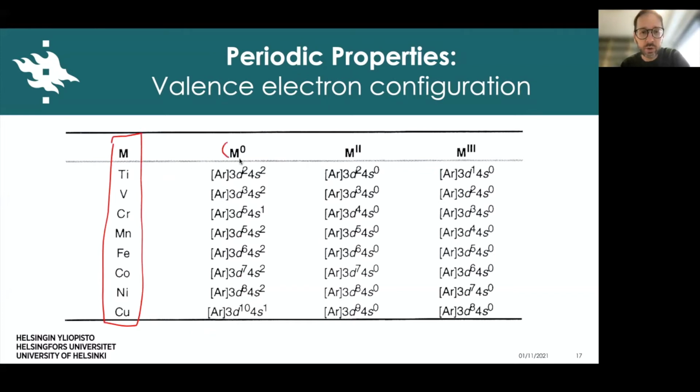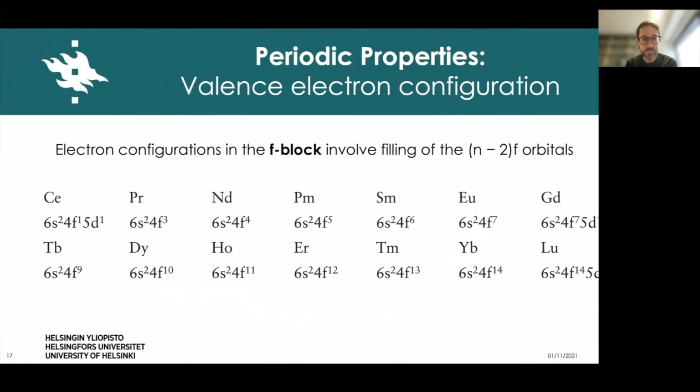Here are some examples of the valence electron configuration for several elements of the d block. Here for the element in the oxidation state 0, in the oxidation state 2, and in the oxidation state 3. We can see for the oxidation state 2, there is the loss of 2 electrons. That's why the electrons in the 4s orbital are lost first. And this is then how it normally is for the valence electron configurations of the elements in the d block.